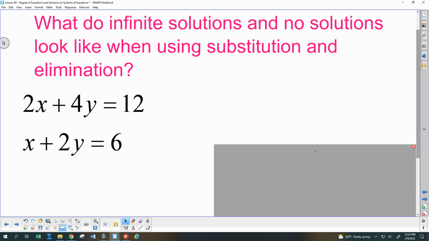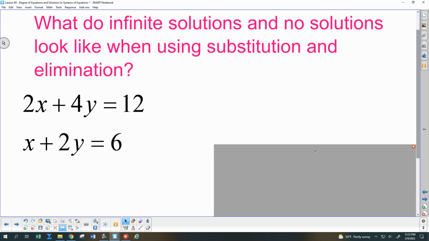But what if they give us a system and we just start cranking away using our substitution or elimination? What might happen to let us know, wait a minute, they don't cross at one point? What might let us know these are really parallel? Or what might let us know that these are really the same line? So take a look at this one, and let's give solving that a try with substitution.